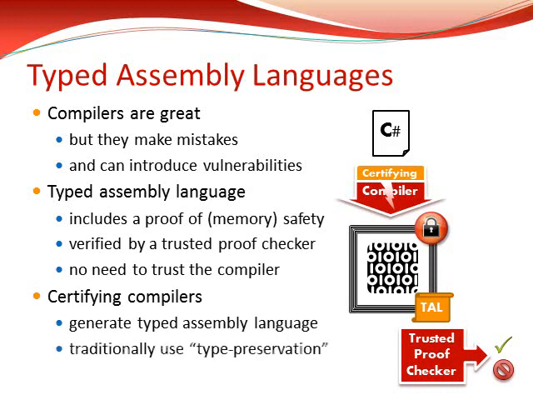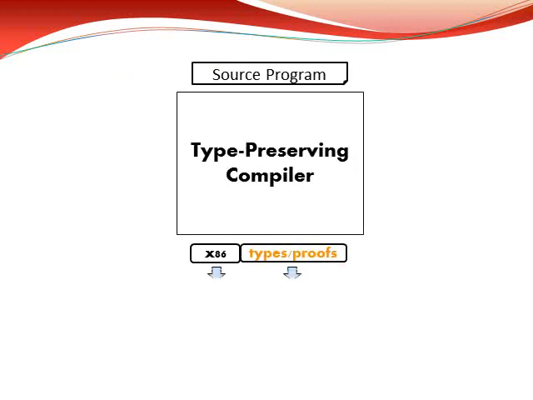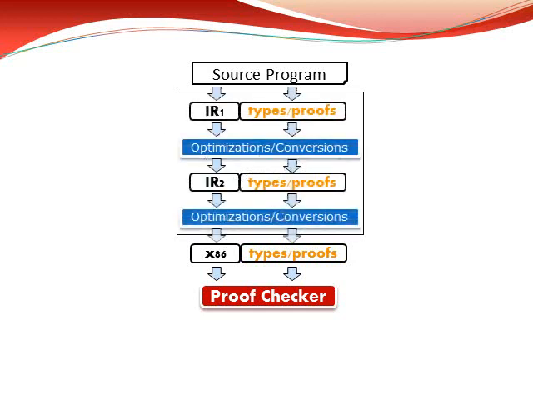Certifying compilers are those which generate such typed assembly language. They traditionally use a technique called type preservation. A type preserving compiler outputs x86 as well as types or proofs that x86 is safe, which are then handed off to a proof checker for verification. To produce that x86 with types and proofs, inside there are many layers of intermediate representations along with the types and proofs that those representations are safe.